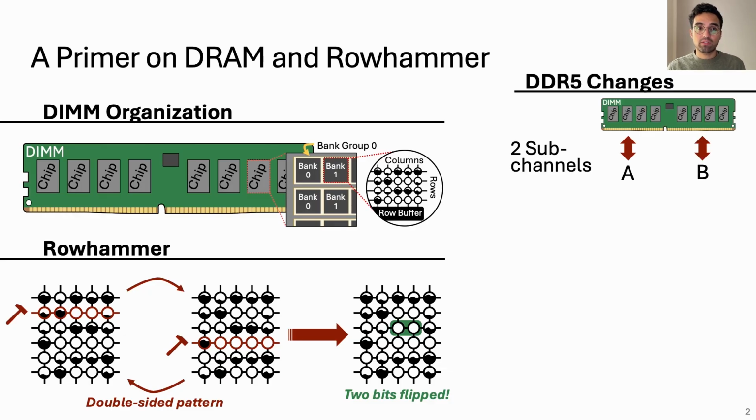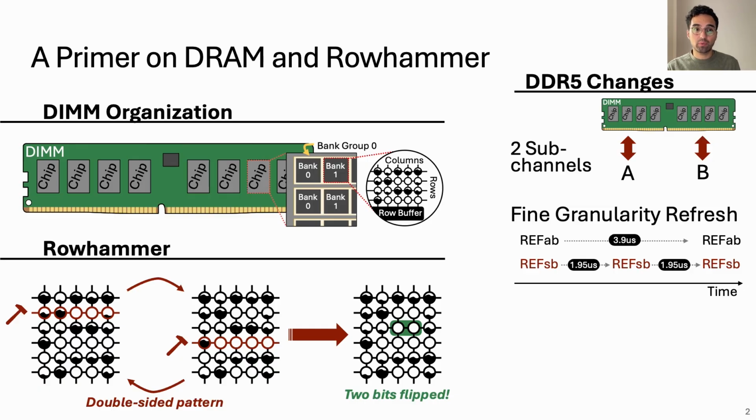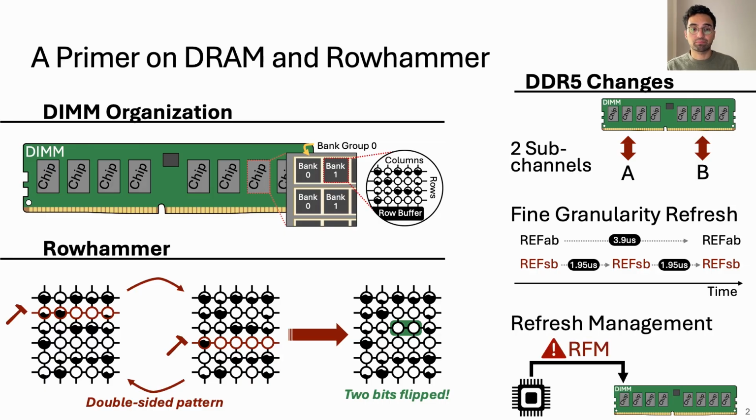With the DDR5 standard, some changes were introduced. The DIMM is now split into two subchannels. There is a fine granularity refresh mode, sending refreshes to single banks only, but twice as often. And there is a new Rowhammer mitigation feature called refresh management that gives the DRAM device more time to mitigate Rowhammer.